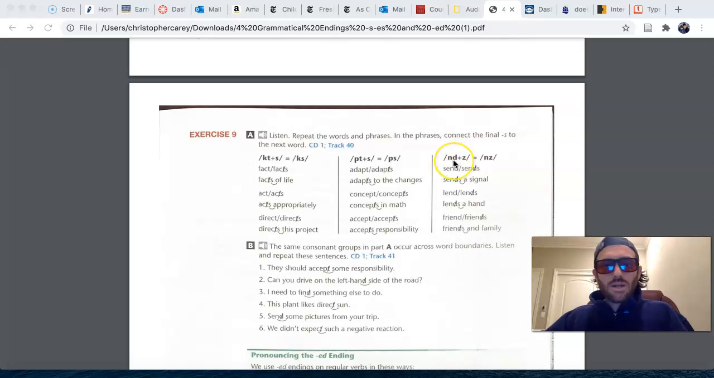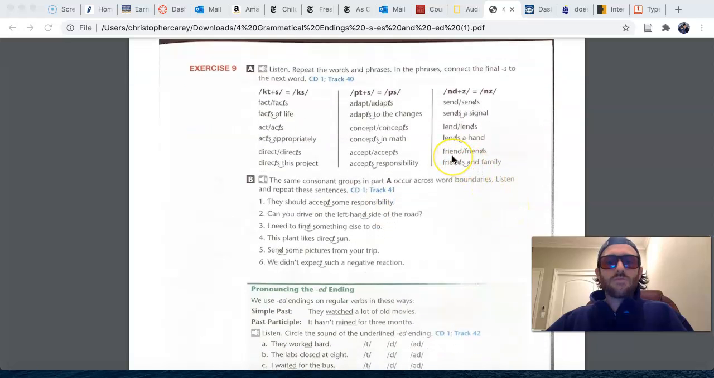All right, the last one is the ND consonant cluster and how that middle D is omitted. Send, sends, lend, lends, friend, friends. Very good job. So you can listen to those again.